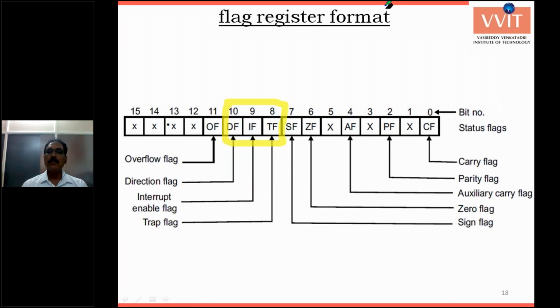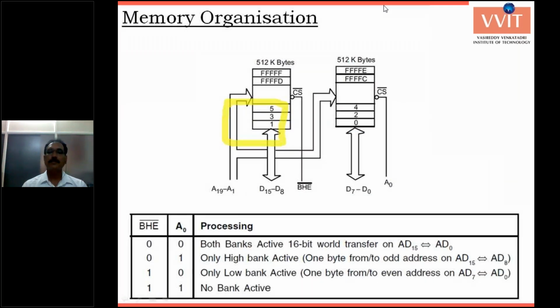Now, the memory organization of the 8086. In the 8086, the maximum memory capacity is 1 MB. This 1 MB is divided into two chunks of 512K bytes each, a total of 1024K bytes, or 1 megabyte. Each 512K bytes is a separate bank.